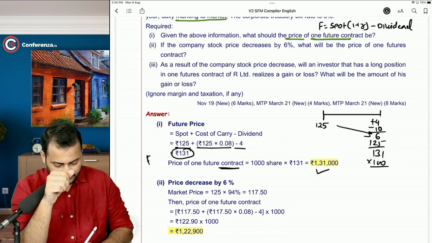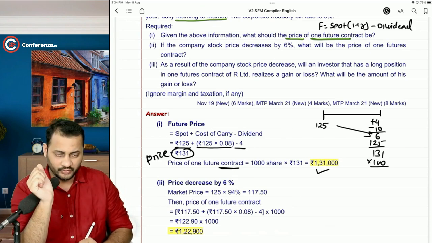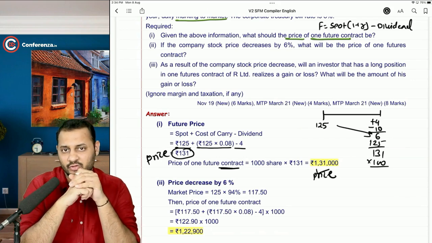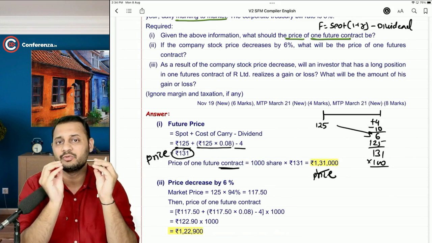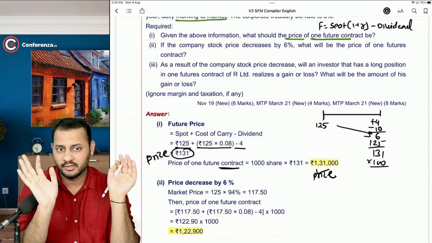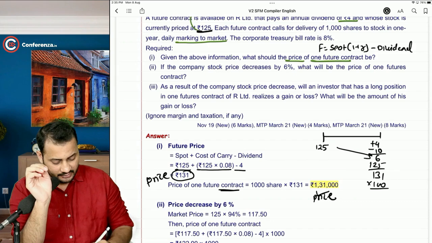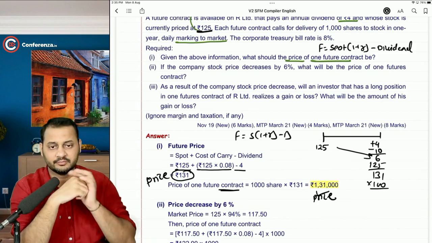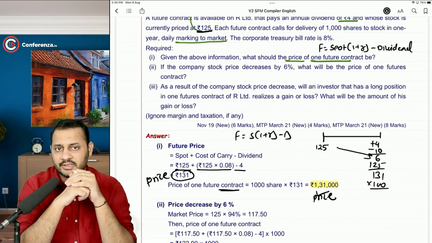See, this is the price of the futures or forward, and this is the price of the contract, or we can say the value of the contract. One contract is equal to 1000 shares. Clear enough? You can calculate it with this model, cost of carry model, or we can write it as the formula S(1 + R) minus dividend. So this is nothing but the same, 125.